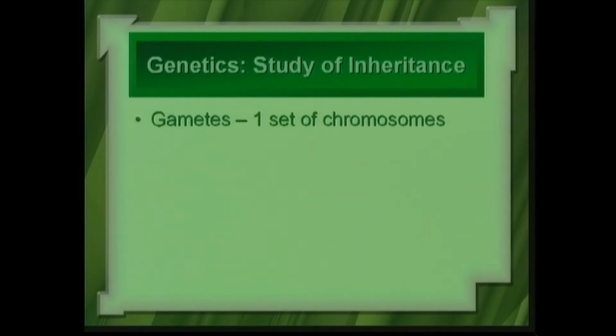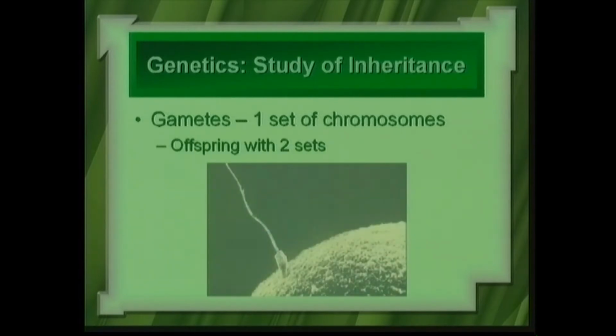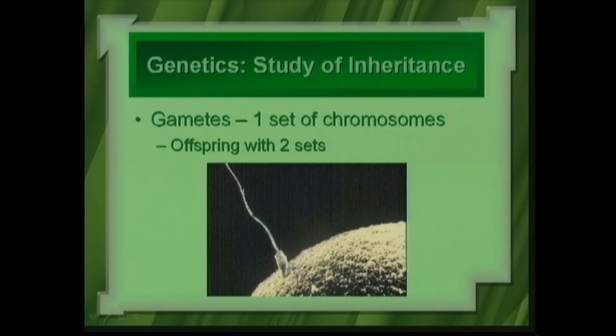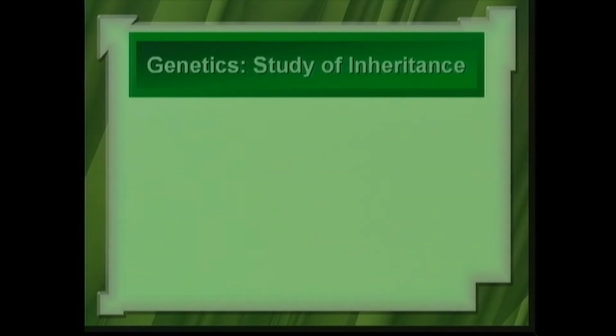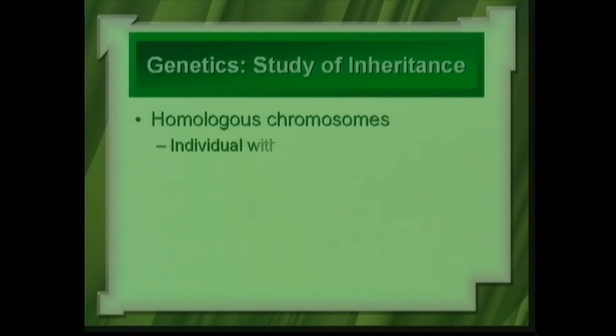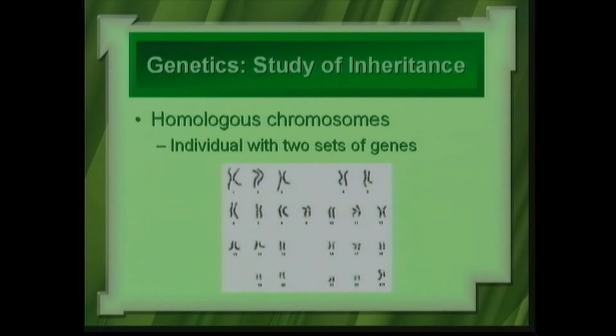Generally, gametes, remember, egg and sperm, whether of animal or of plant, have only one set of chromosomes. They're haploid, a haploid number of chromosomes. When you have fertilization, you have one set of chromosomes in the sperm and one set in the egg. When they come together, the new individual will have two sets of chromosomes, the diploid number: one set from mom, one set from dad. We also have these homologous chromosomes, so an individual person or plant will generally have two sets of genes.